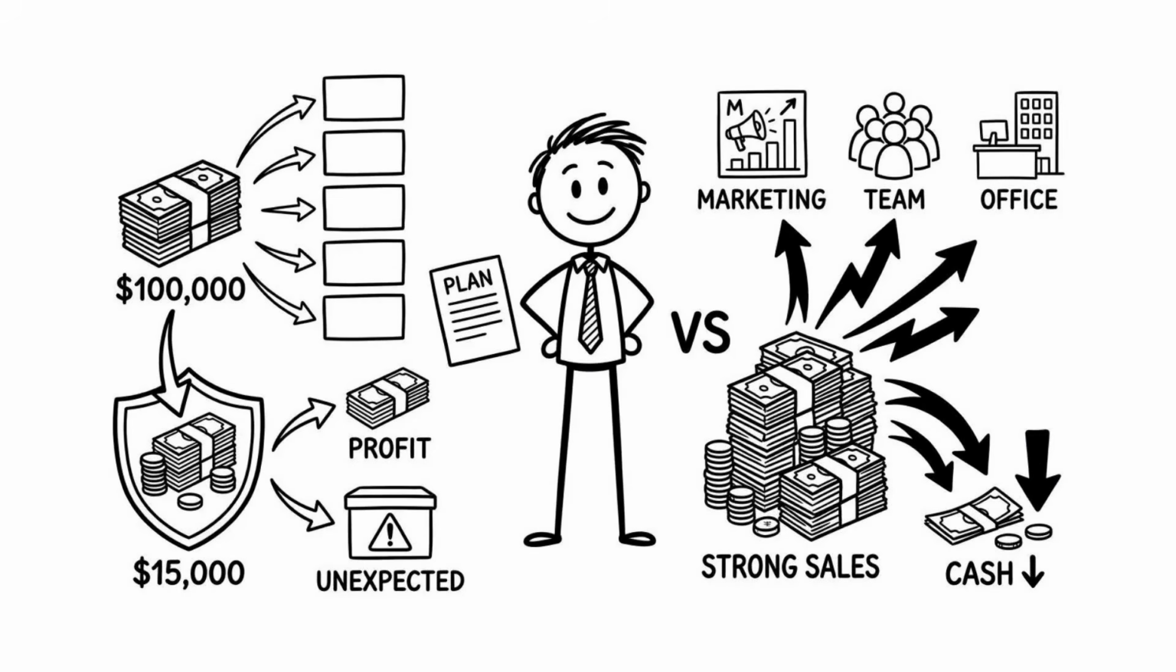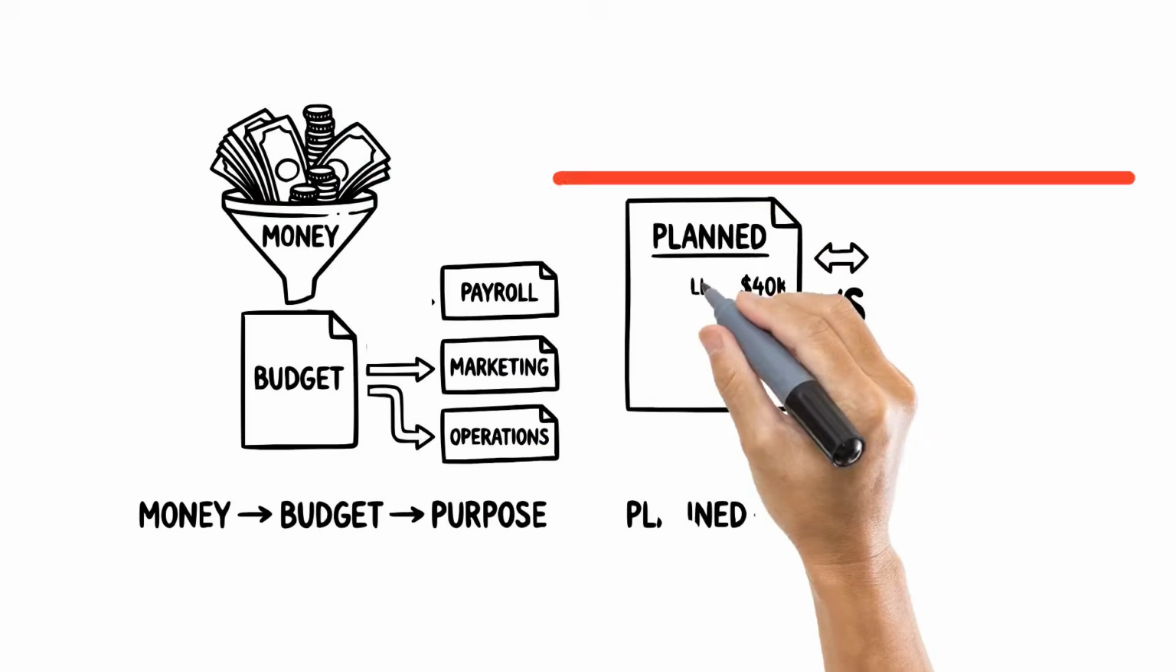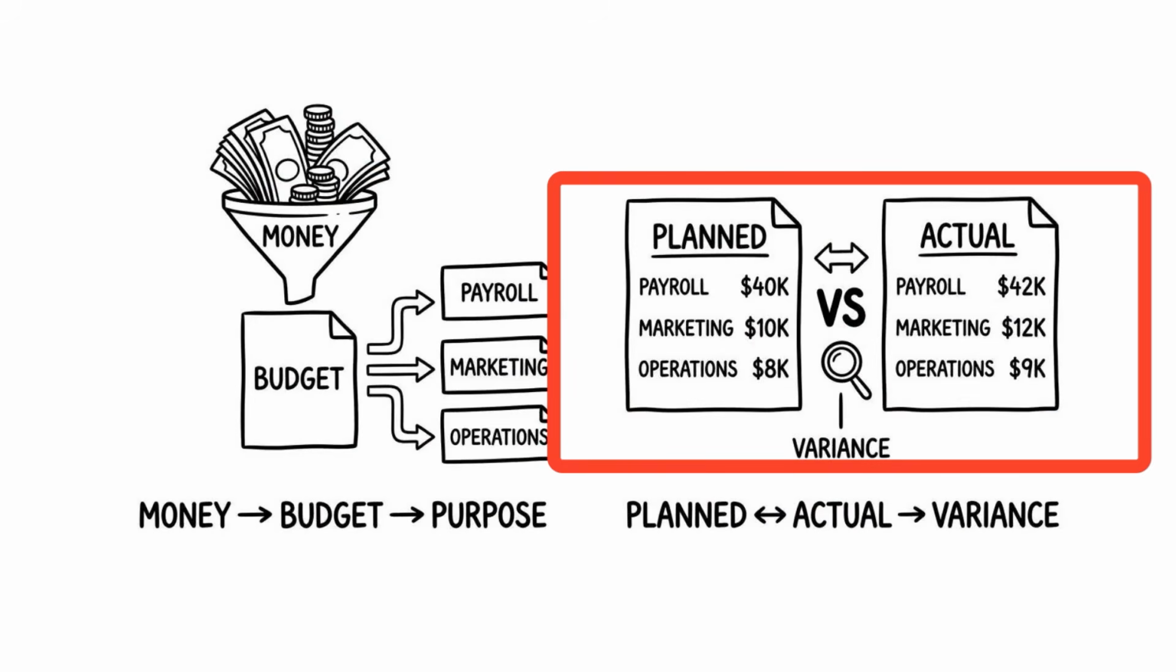Without this plan, several departments might spend aggressively because sales look strong. A budget gives money a purpose before it disappears. It also allows management to compare what the company planned to spend with what actually happened.